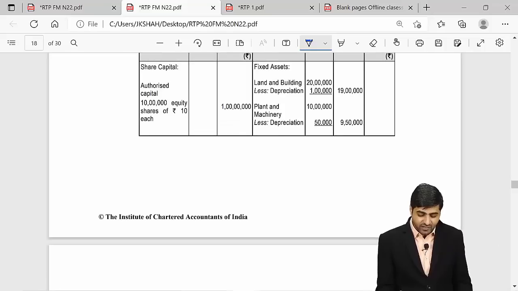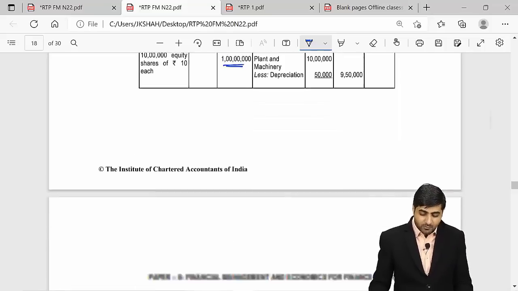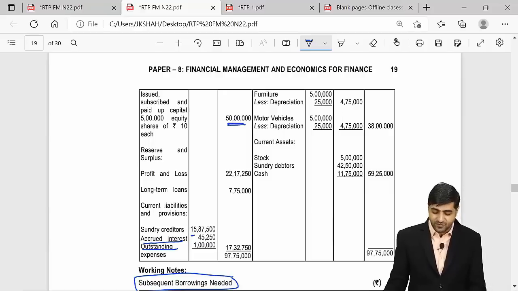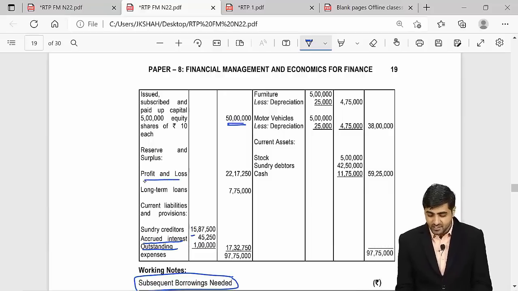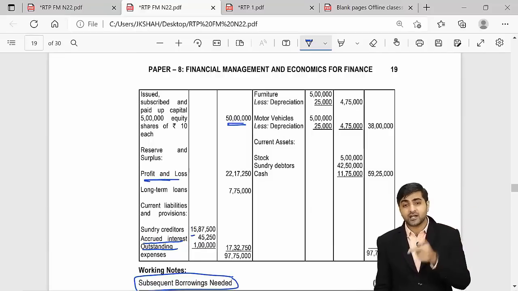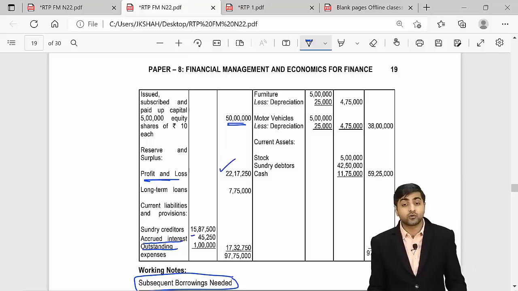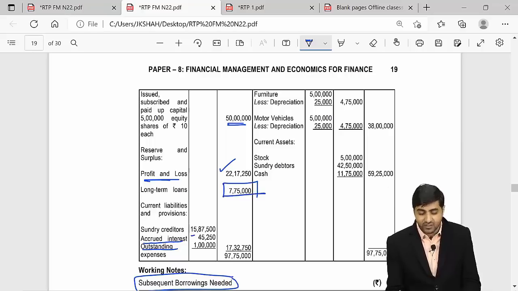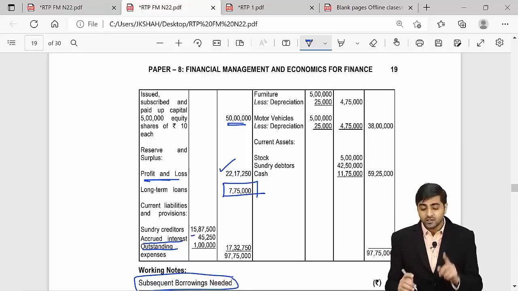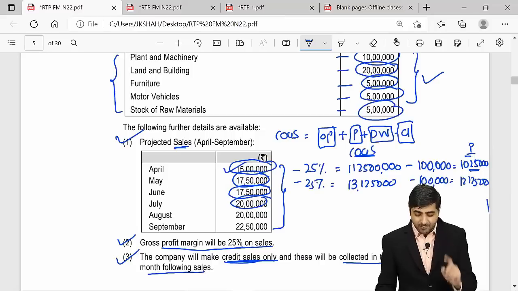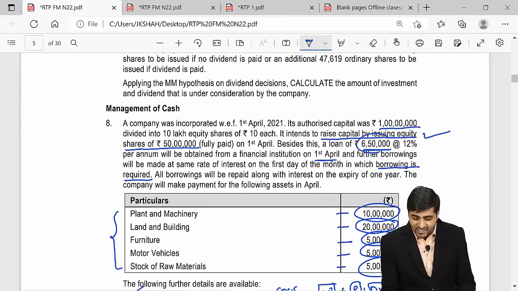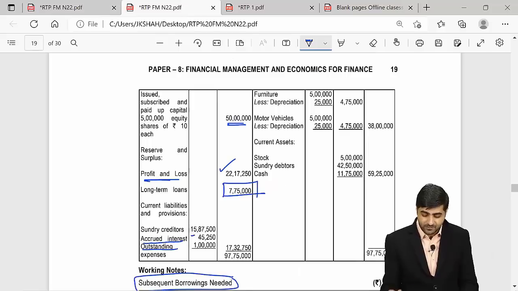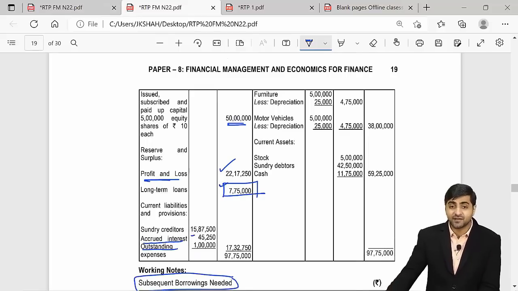And in this balance sheet, we have authorized capital of 1 crore, but we are concerned more with the issued amount, and the issued capital is rupees 50 lakhs. And in reserves and surplus, whatever is the profits which we have earned, that will be transferred here. So that will be 22,17,250. Long-term loans taken is 7,75,000, which is the combination of the loan which was taken at the beginning, and that was nothing but 6,50,000, and plus your fresh loan which is taken 1,25,000. So together you will be getting 7,75,000.